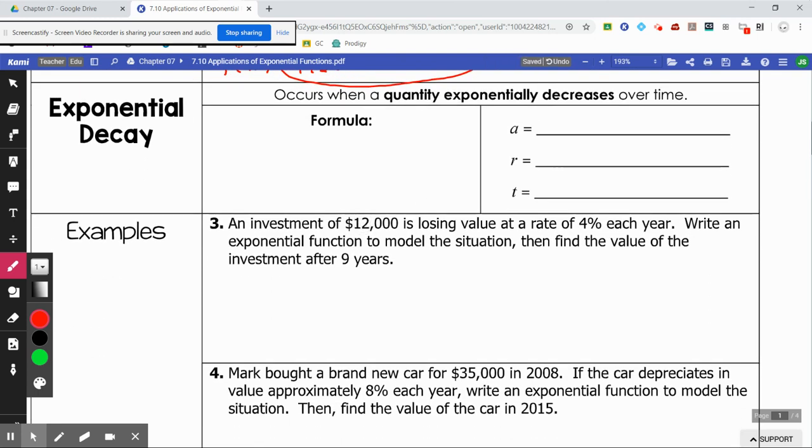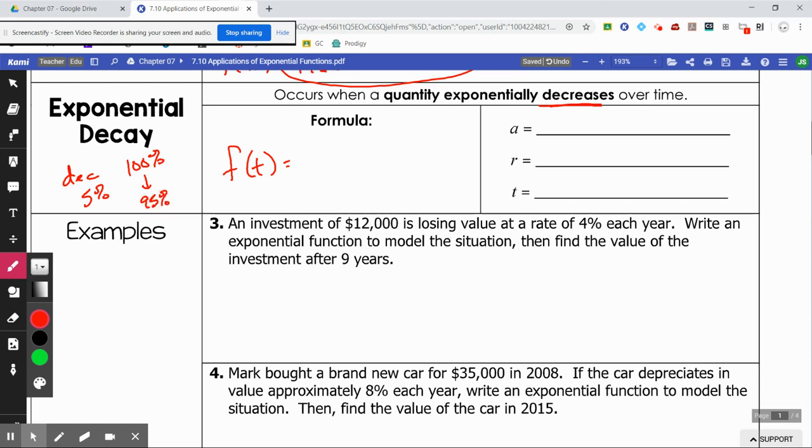Exponential decay now. Given by the formula, f of t is equal to. Now, this occurs when a quantity exponentially decreases over time. So you've got to be careful with the percentage. Now, if something decreases, let's say decreases by 5%. Well, it used to be 100%. If it decreases by 5, it is now at 95%.